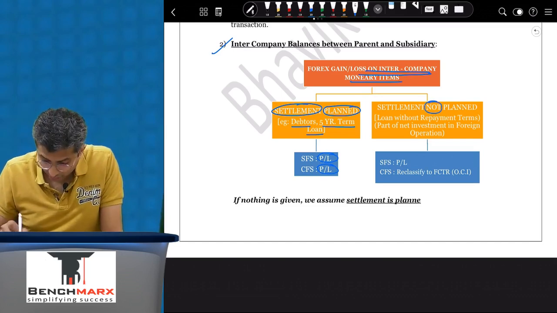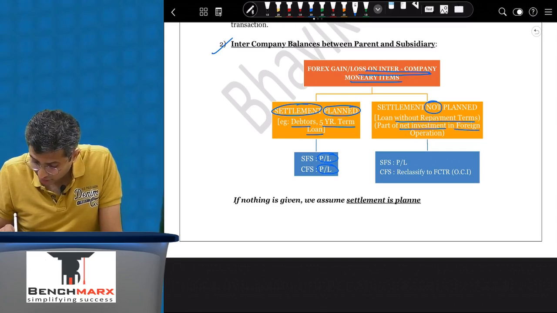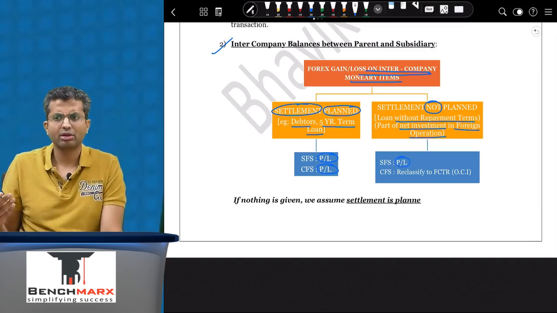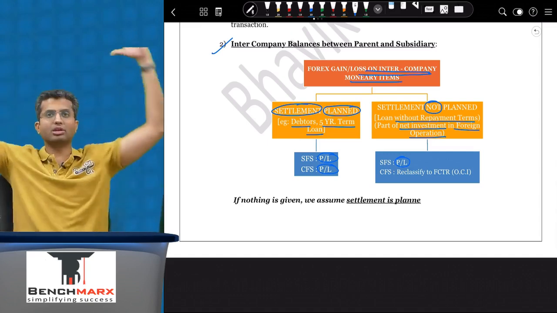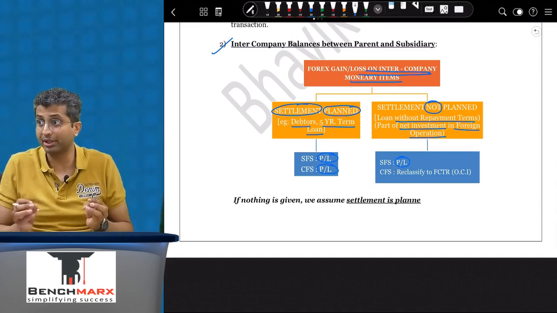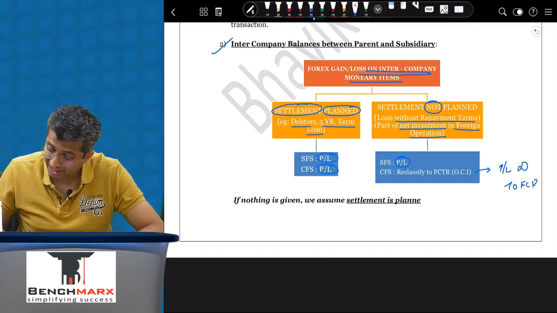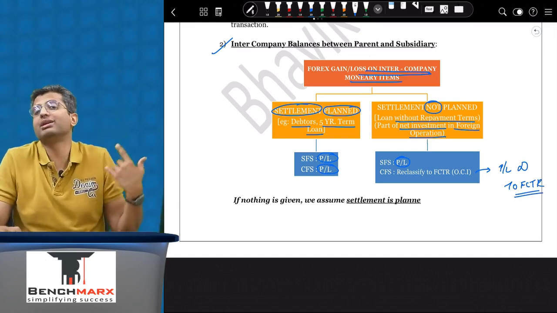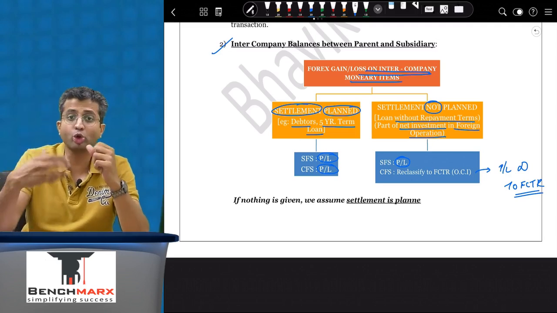However, if the settlement is not planned, like a loan without repayment terms, which the standard says is a part of a net investment in a foreign operation, in such a case, in the SFS, because it is a monetary item, and I'm looking at my company only, I'm not looking at the group's perspective, then the gain or loss will be in the P&L. However, at the time of CFS, you will have to reclassify. So your entry will be, let's say, P&L account debit to FCTR. You will reclassify it to the foreign currency translation reserve. The logic over here is, because the settlement is not going to happen and it is not agreed, that gain or loss is not going to actually realize.